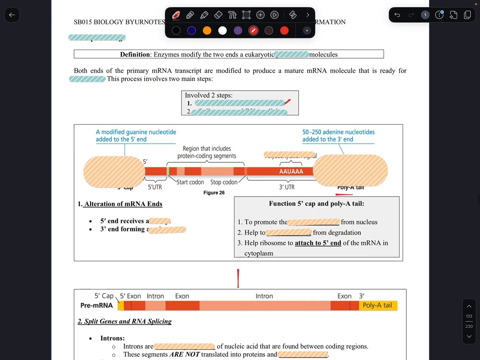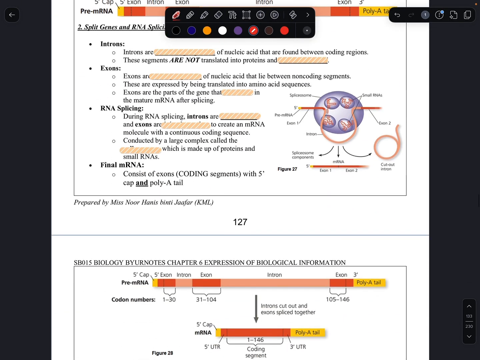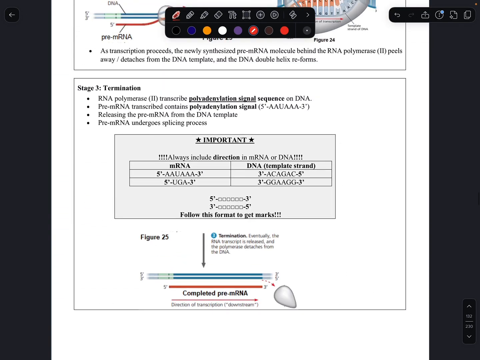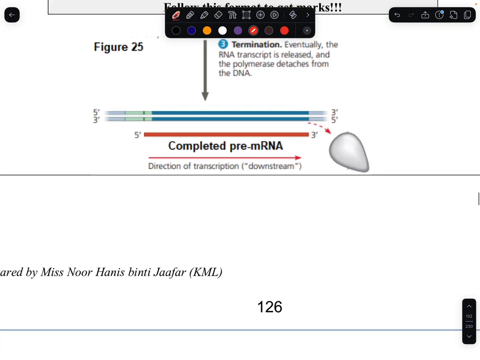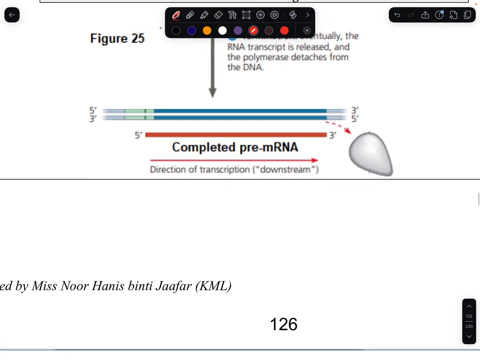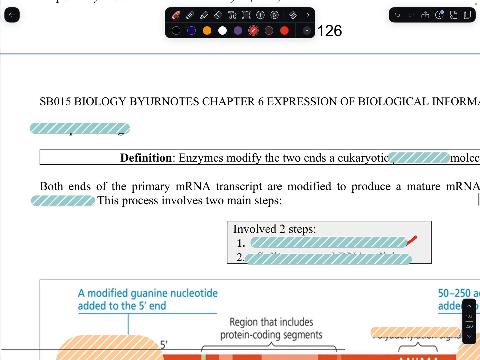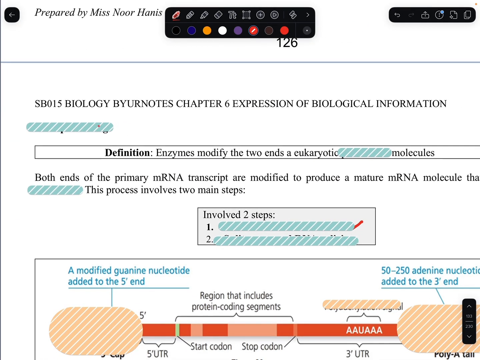So now I want you to turn your bio notes to page 127. Okay, so basically in transcription, we have learned that we want to produce a pre-mRNA. Okay, remember it's a pre-mRNA, bermaksud dia belum lagi matang. Macam mana untuk kita mematangkan mRNA itu? Itulah yang kita akan belajar hari ini. So kita tengok sini. Jadi kita akan belajar tentang RNA processing.